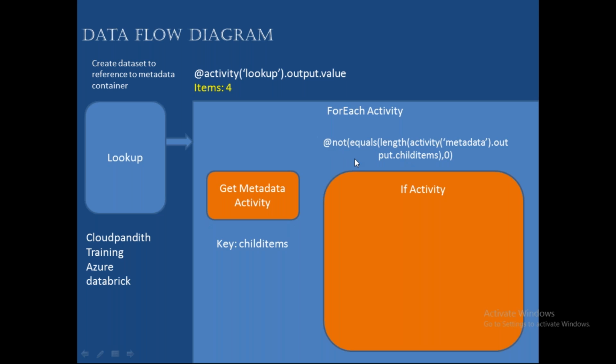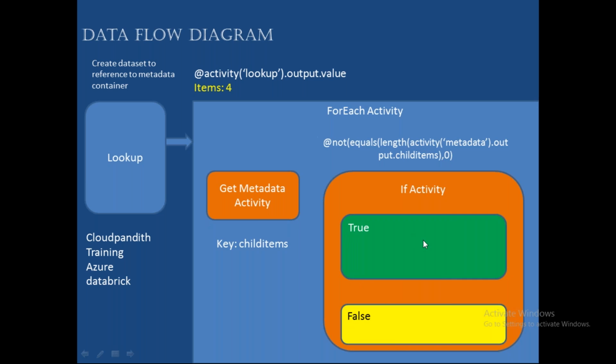But I'm using not, meaning if it is returning true, I will make it false. Meaning when I have 0 files, my condition is false. Now in effect, you will have two things, a true and a false condition. Now when I receive 0, the condition is false. When it is false, I am going to run something called a wait activity.